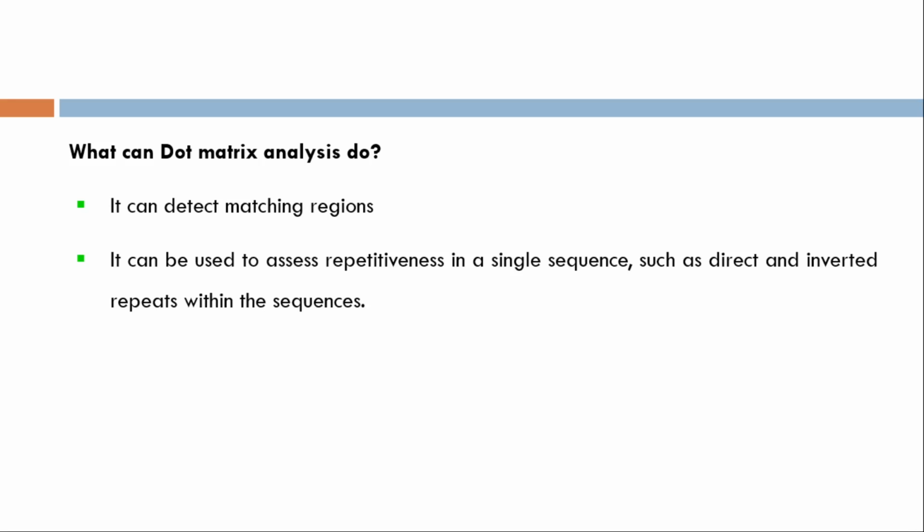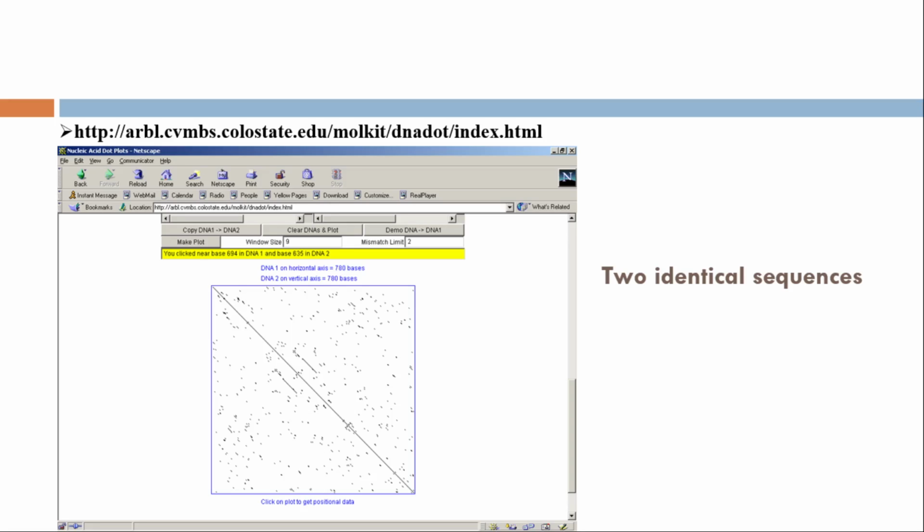What can dot matrix do? It can detect matching regions. It can be used to assess repetitiveness in a single sequence, such as direct and inverted repeats within the sequence. See, here I've taken one software that is available. I will demonstrate it in the practical session. I will upload a separate video which will be based on the dot matrix analysis.